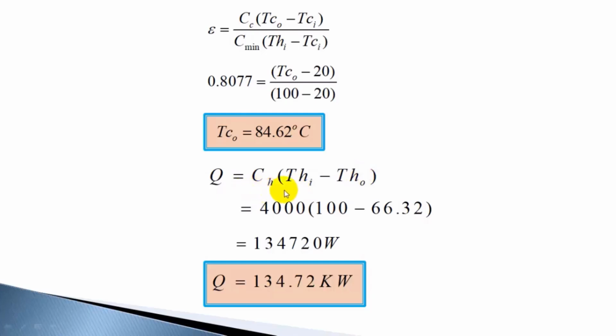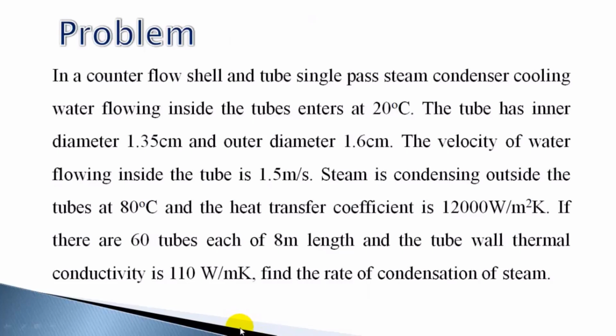I'll use the heat loss by the hot fluid as the equation for calculating the heat transfer. So Ch is known, Ch is 4000, and Thi and Th naught are both known. Th naught we have calculated, so it is also known. Now substituting that, you will get the heat lost by the hot fluid as 134,720 watts. Converting this into kilowatts, you divide by 1000, and you get Q as 134.72 kilowatts. So this is the heat transfer in the heat exchanger, or the heat lost by the hot fluid, or the heat gained by the cold fluid. Let us work out another example.